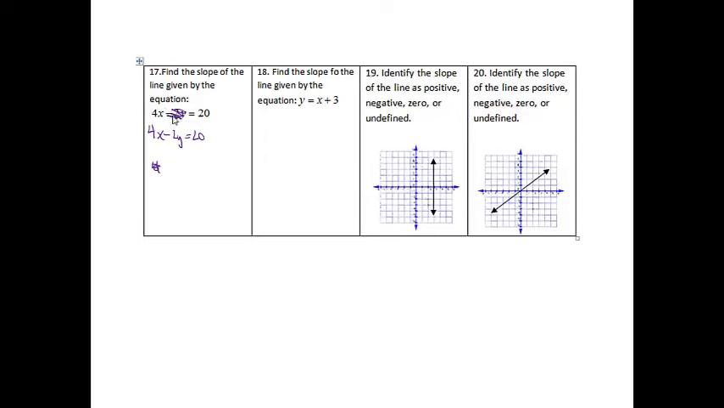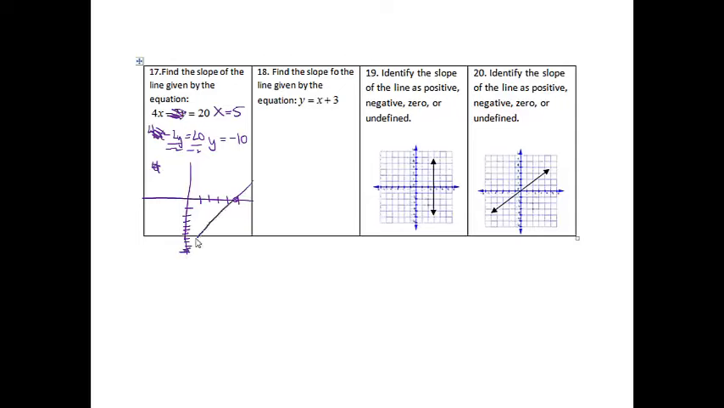So we're going to cross off the y, cross off the x. This first one I would divide by 4, so I'm going to get x equals 5. And then the second one I'm going to divide by negative 2, so I'm going to get y equals negative 10. And then I'm going to graph it. So my x-axis is being intercepted at 5. And then my y-axis is being intercepted at negative 10.